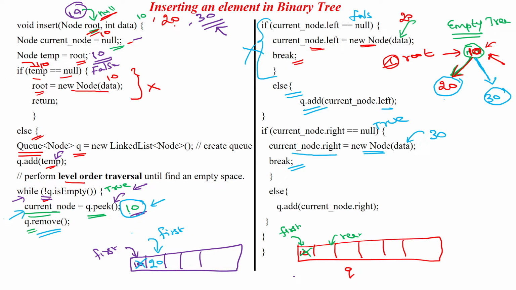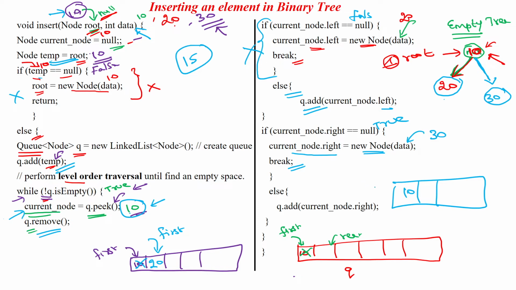So now this is the procedure to insert the data into the binary tree. If I want to insert one more data, 15, again we will pass 10 comma 15 as the data. We will check root, which is now 10. 10 equal to null is false, so that block is not executed. The false block is here. Again we will create the queue and pass the root value, temporary value 10. We will check the queue is not empty. Yes, it is not empty.